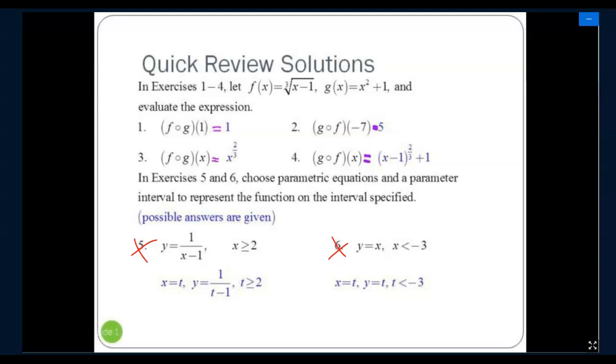So to find f of g of 1, you plug the number 1 into g to start, and then you get that number, which is 2, and then you plug 2 into f, and get the cube root of 1. The cube root of 1 is 1. So that is why f of g of 1 is 1.